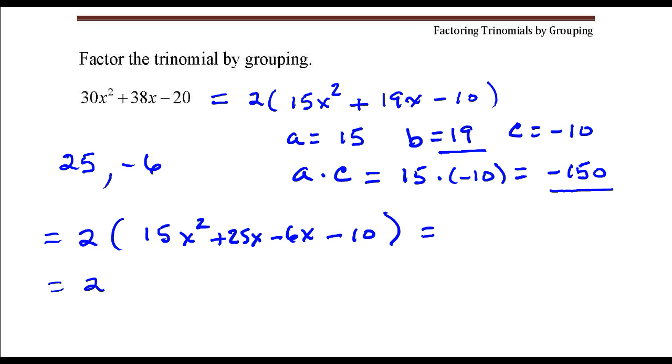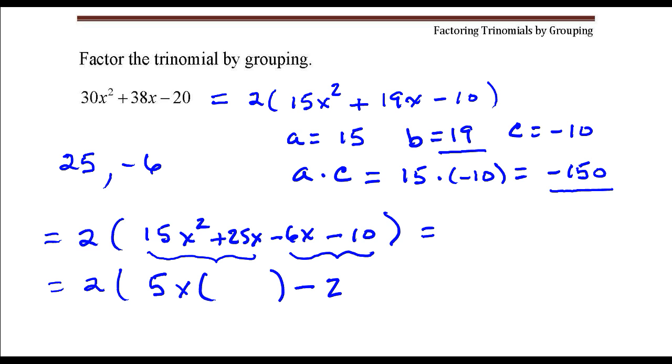Okay, so to factor this 4-term polynomial by grouping, we're going to need to factor the greatest common factor out of the first 2 terms, and then the greatest common factor out of the last 2 terms. The greatest common factor of the first 2 terms is 5x. The greatest common factor of the last 2 terms, that's a negative 2.